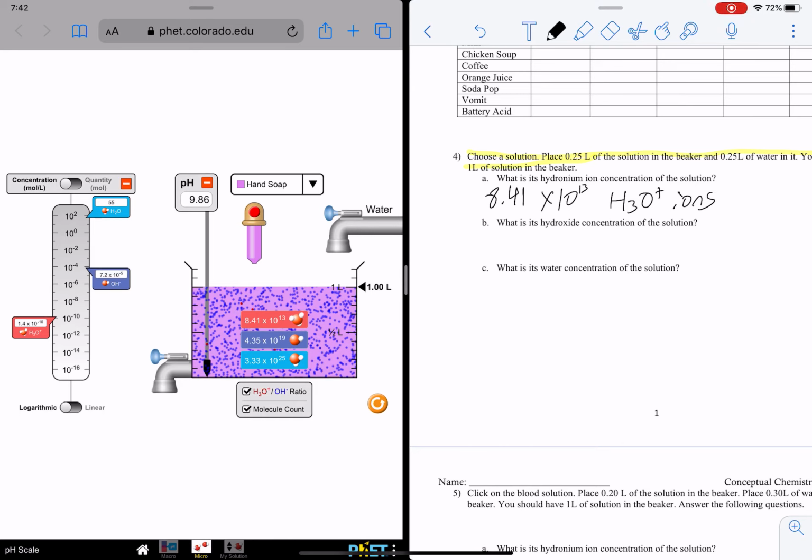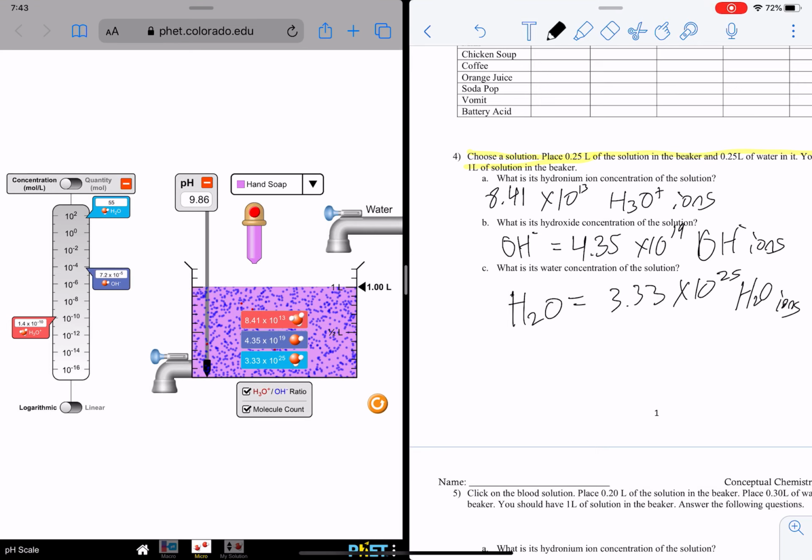Hydroxide is our OH, so that's going to be our dark blue number, OH minus. Again, look at the one in the beaker. We have 4.35 times 10 to the 19 OH ions. And then what is its water concentration? That's our normal or just blue concentration, so that's 3.33 times 10 to the 25. Don't use these numbers for yours. Pick something other than hand soap.